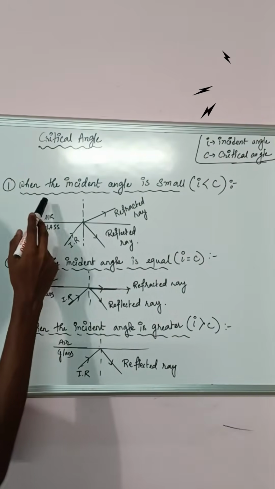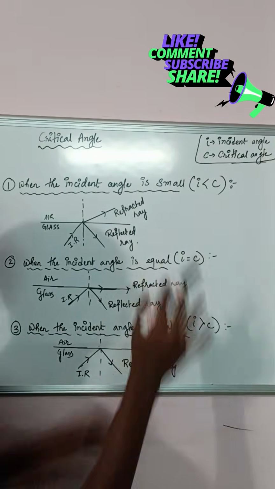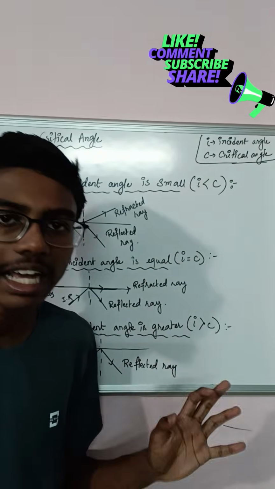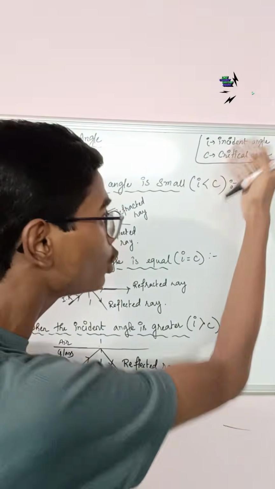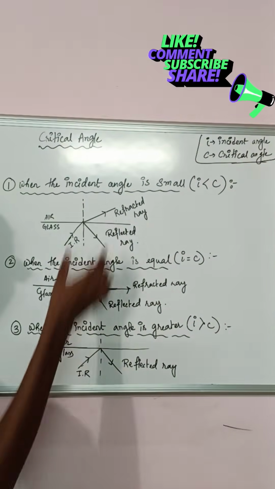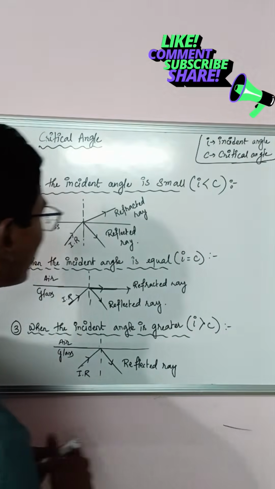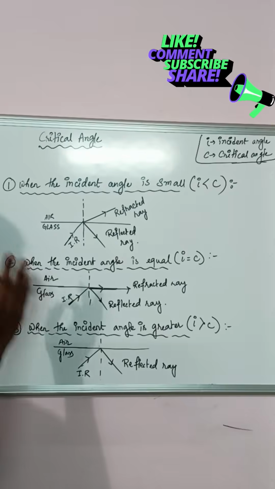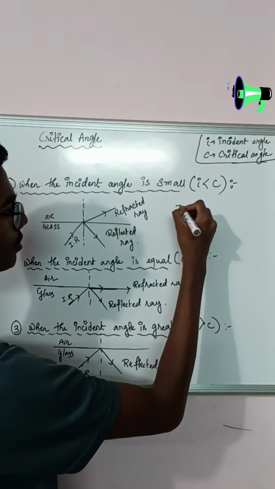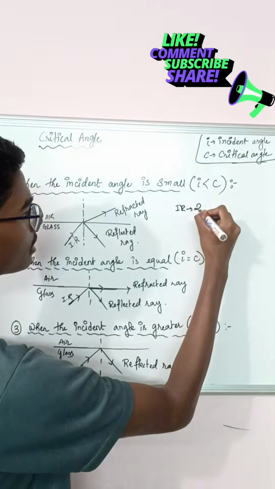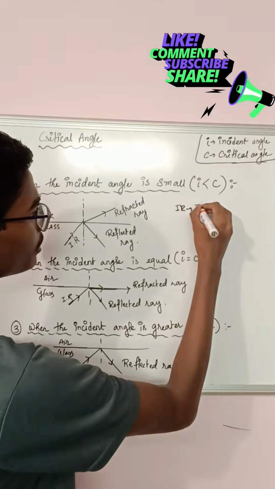First of all, when the angle of incidence is small. Now what we have taken I, we have taken as the incident angle, and C, we have assumed it to be the critical angle. So when the incident angle is smaller than the critical angle, then what happens? IR represents incident ray.